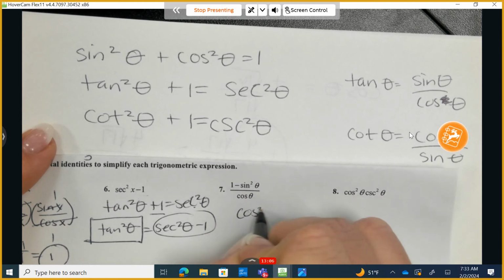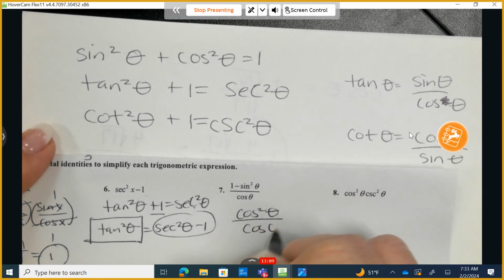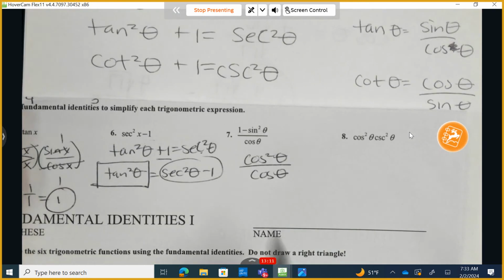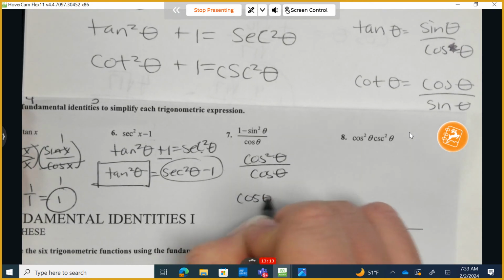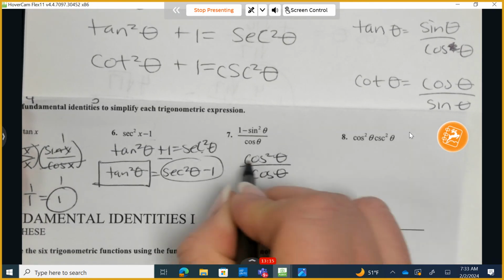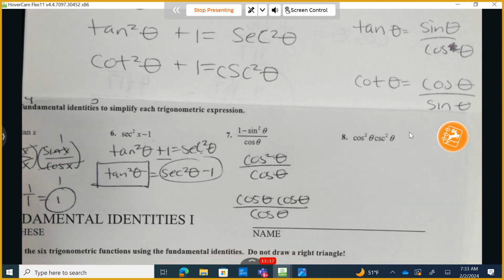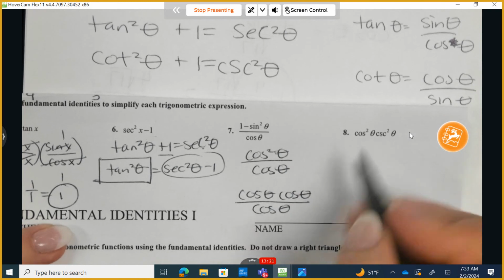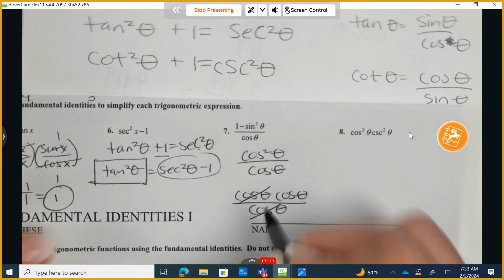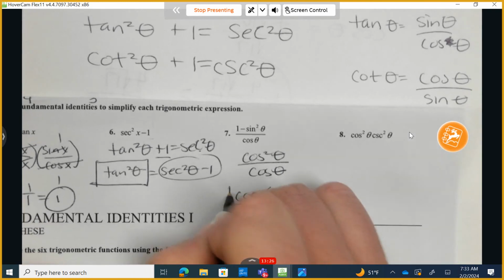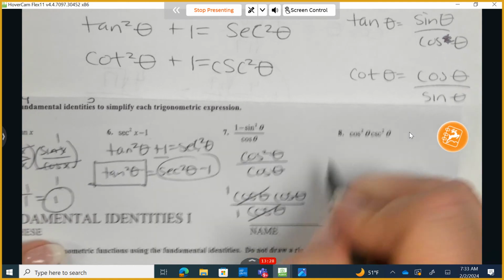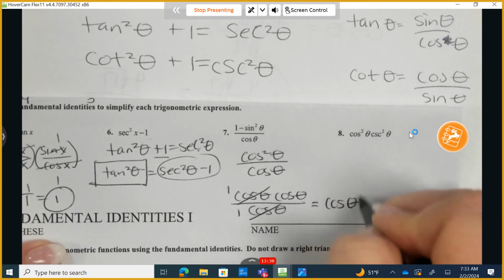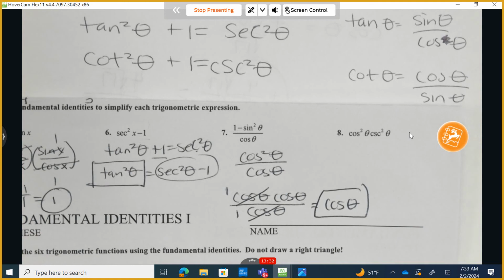So this is equal to cosine squared over cosine. Cosine squared is really cosine of theta times the cosine of theta. It's 2 of them. We just expanded it. And now, it doesn't matter which one I choose, I'm able to cancel 1 on top with 1 on the bottom. But you have to recognize when you cancel, really they're turning into 1. So the only thing I'm left with is the cosine of theta. Or you could write the cosine of theta over 1.